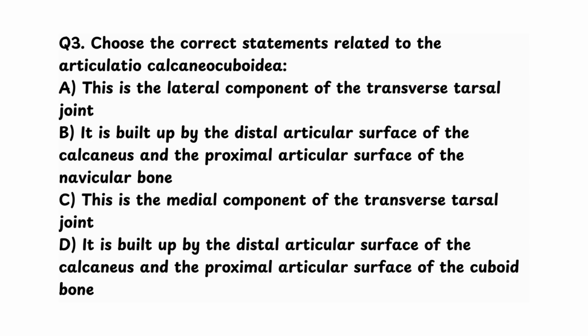Question number 3. Choose the correct statements related to the articulatio calcaneocuboidea. A. This is the lateral component of the transverse tarsal joint. B. It is built up by the distal articular surface of the calcaneus and the proximal articular surface of the navicular bone. C. This is the medial component of the transverse tarsal joint. D. It is built up by the distal articular surface of the calcaneus and the proximal articular surface of the cuboid bone.